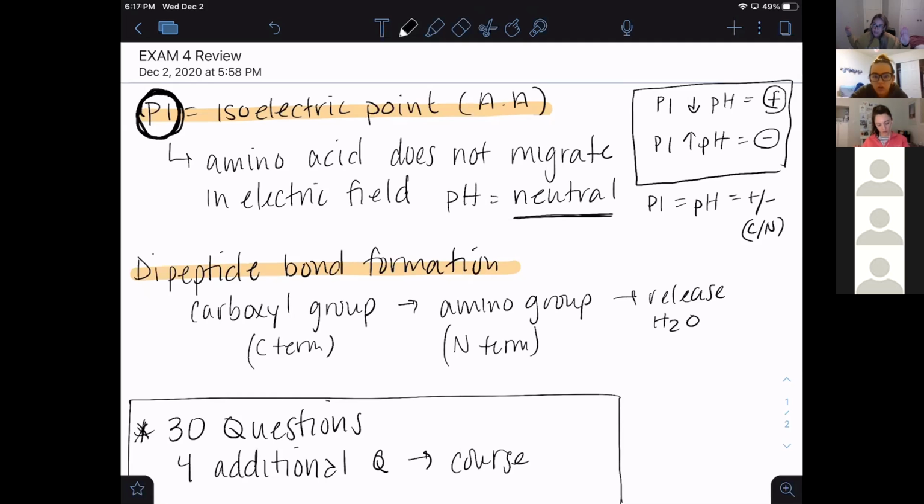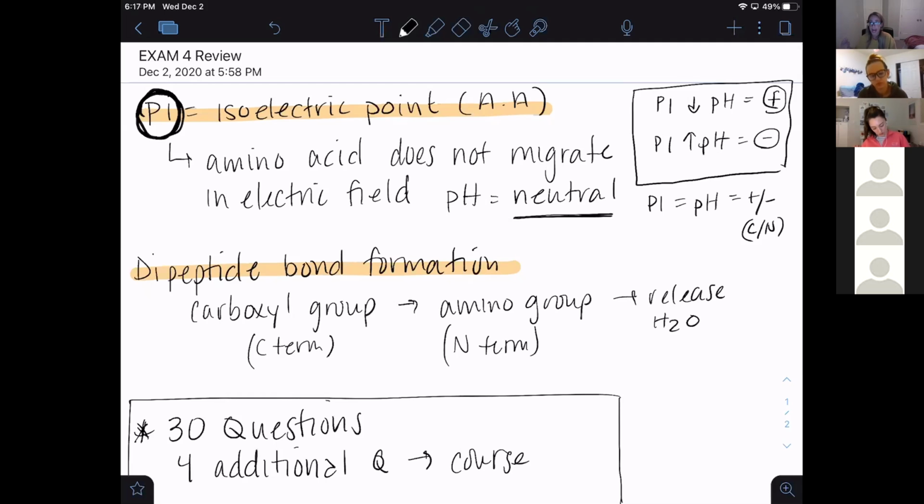What is released? Water. Exactly. Okay, that is what you need to know. How he's going to confuse you, he won't say N terminus, he won't say C terminus. He's going to say carboxyl. He's going to say amine. He might even say NH3. We know anytime there's an N there, that's amine, okay?